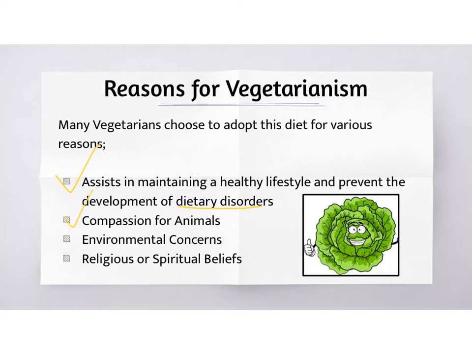The next reason is compassion for animals. So that concern for animal welfare and really considering the treatment of animals and the inhumane treatment that does occur a lot in the food industry, not necessarily in Australia but definitely overseas, is another reason for people adopting a vegetarian diet. Environmental concerns is another big one, and obviously the degradation that the agricultural industry has on our land.